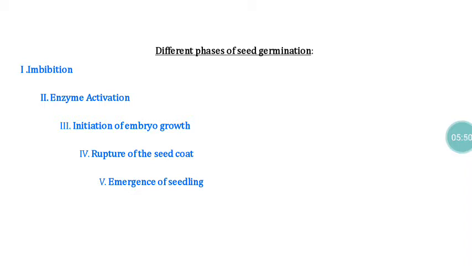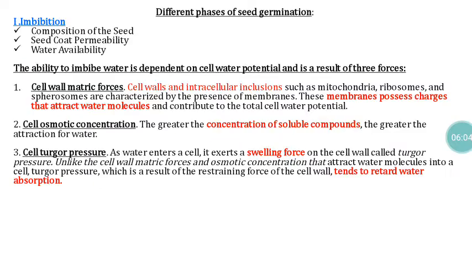Among these, the imbibition process is very, very important. Yes, that is the starting point. If at all the seeds are not able to imbibe water, the seed systems are not able to initiate the germination-related processes. So imbibition is very, very important.